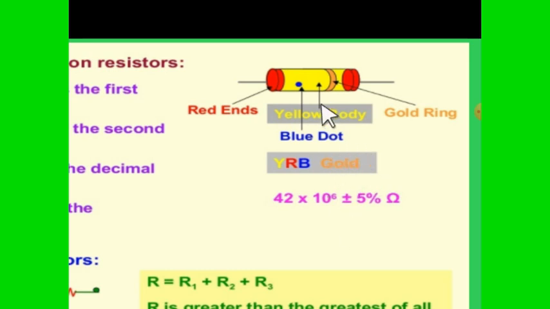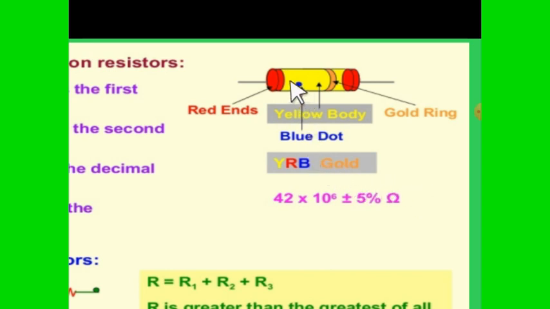So in this diagram, the body is yellow, which represents 4. The ends of the resistor are red, which represents 2, and the dot on the body is blue, which represents 6. So 42 into 10 raised to the power 6, and the tolerance is gold, so 5%. So it represents 42 into 10 to the power 6 plus minus 5% ohm. So this is also another one. Let me repeat it again.